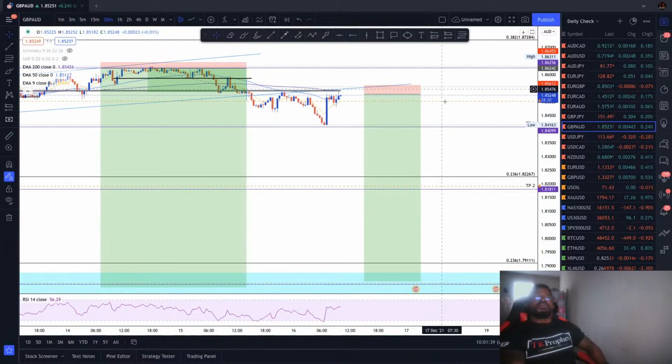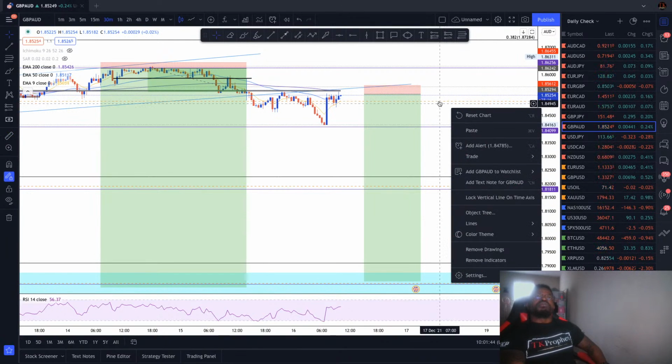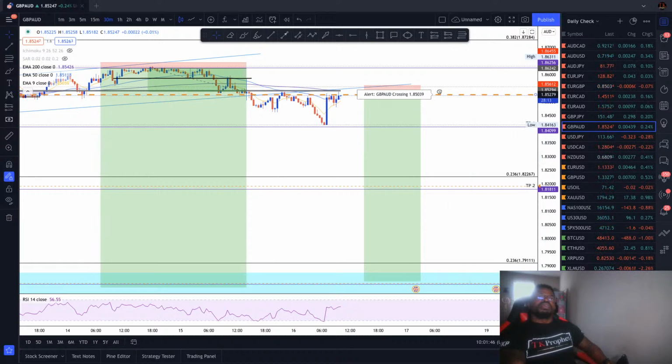So let's see. It's made to continue this move to the downside. If not, like I said, price would break above, and we'll get a retest of the 50 before continuing to move to the upside.